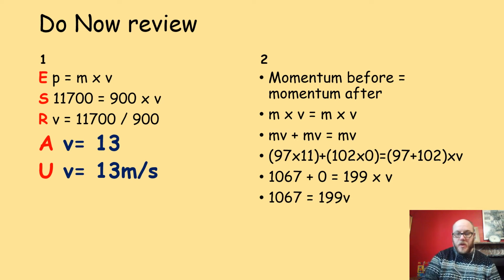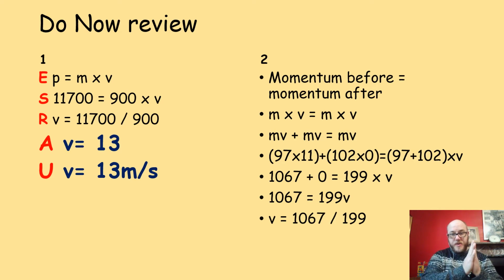Okay? So we resolve all that down. We get rid of the 0. So 1067 is equal to 199 times velocity. So to get the velocity on its own, I have to divide both sides by 199. So the velocity of both of them together is 1067 divided by 199. That's the total momentum before the collision divided by the mass of the two guys together.